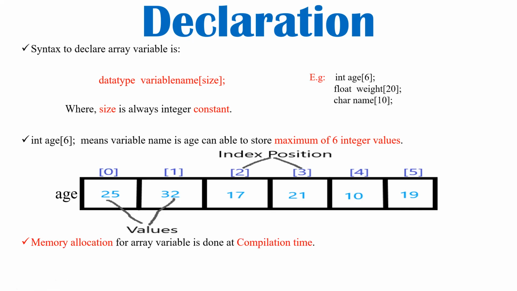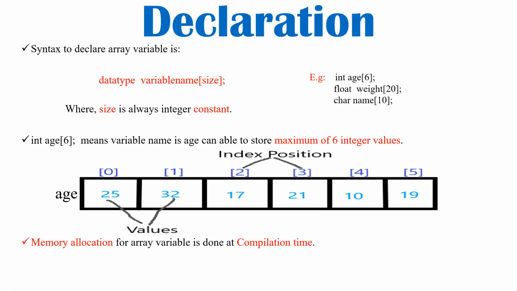Here, memory allocation for an array variable is always done at compilation time, so it is also called static memory allocation. For example, in this array we stored 6 elements, and each element's data type is integer. How many bytes one integer takes in memory is based on the compiler, it will differ.